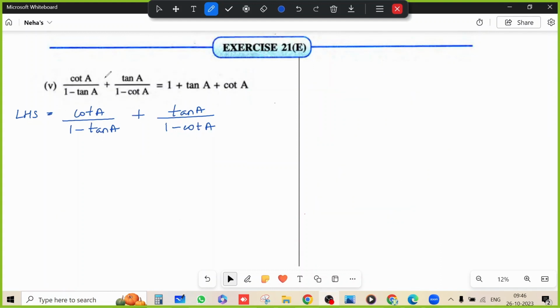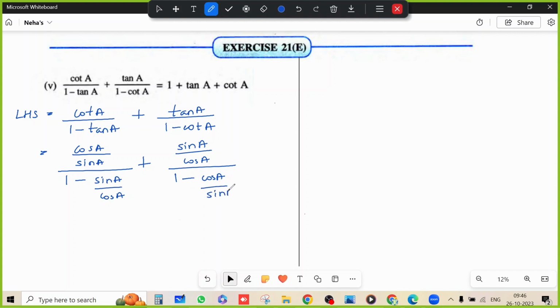The left hand side of the next question is given as cot A divided by (1 minus tan A) plus tan A divided by (1 minus cot A). So here we will convert cot A and tan A in terms of sine and cos. So it can be written as (cos A divided by sine A) divided by (1 minus sine A by cos A). Similarly, we can write it as (sine A divided by cos A) divided by (1 minus cos A by sin A).